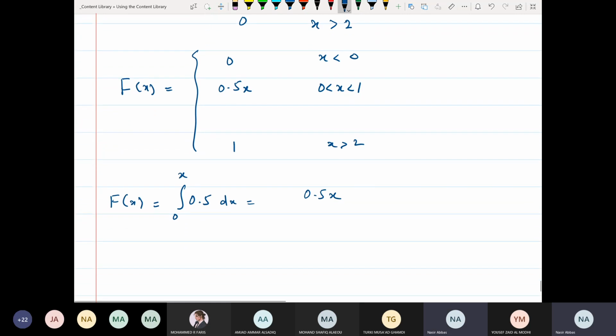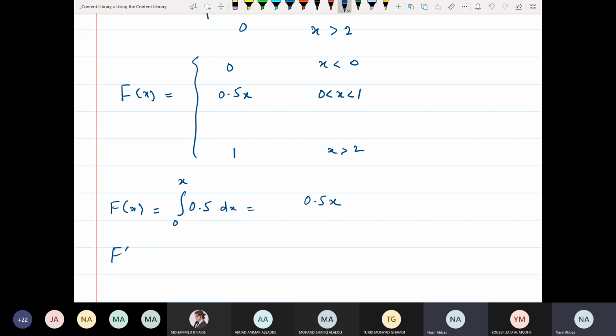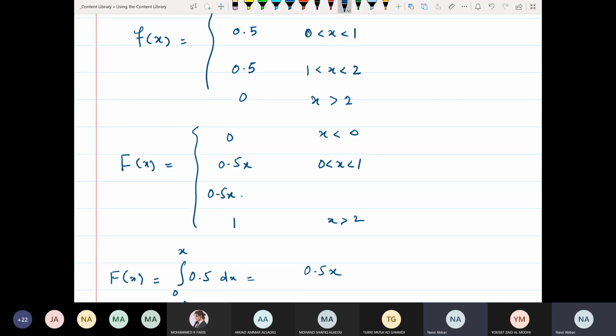And when X is between 1 and 2, capital F of X will be integral from 1 to X, 0.5. And that will be 0.5x minus 0.5. So that will be 0.5x minus 0.5, for 1 to 2. Now this is your CDF.